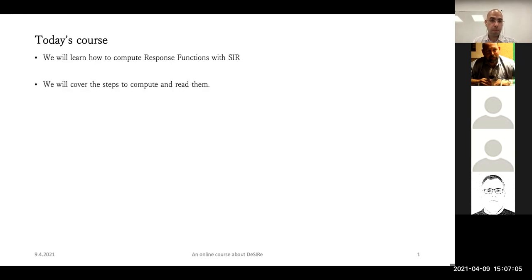Okay, so the idea is that we will cover how we can compute the response functions, how we can read them, and try to understand what they are. As before, the process is exactly the same for SER and for DeSIGN. So everything that we do today, if you learn how to do it, then you can also do it in the future for DeSIGN when you are doing NLTE computations. So I think it's worth trying to really understand it and follow the steps.